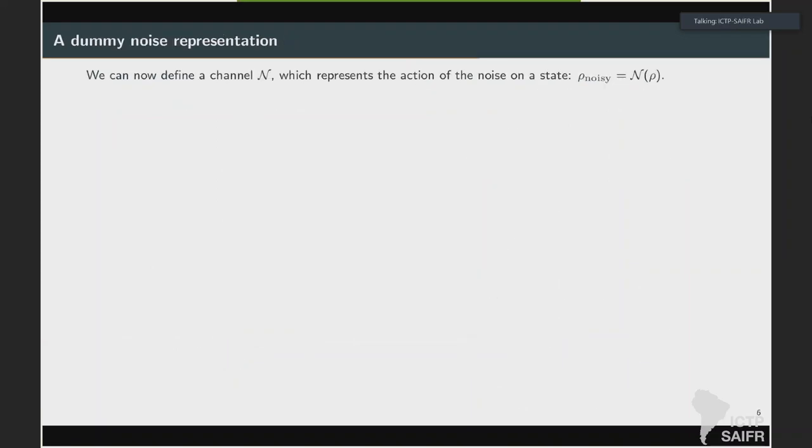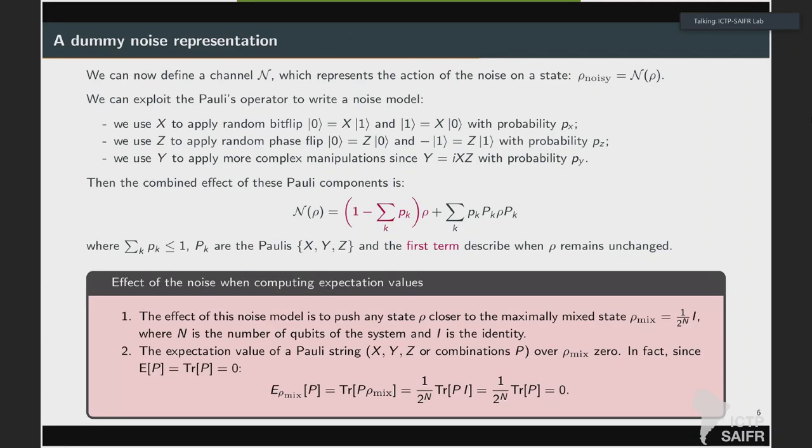Okay. So let me now exploit this notation of the super operators and the density matrices to introduce what we call the noise channel, which is an operator or super operator that we typically use to describe the noise. Now, I'm going to introduce a very simple noise channel, which is not 100% representative of what happens for real in the lab, like all the sources of noise we were mentioning before. But it's a very dummy way to contaminate the state.